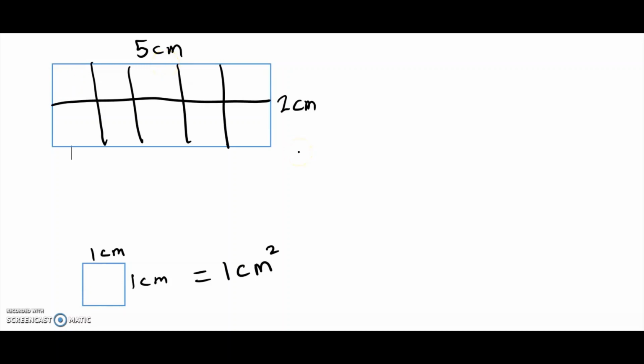So one way to work it out now is to just count how many square centimeters are inside our rectangle. So we have 1, 2, 3, 4, 5, 6, 7, 8, 9, 10. So we know that the area of this rectangle is 10 centimeters squared. Okay, because there are 10 1 centimeter squares inside that rectangle. Now that looks like a lot of work for such a simple task.